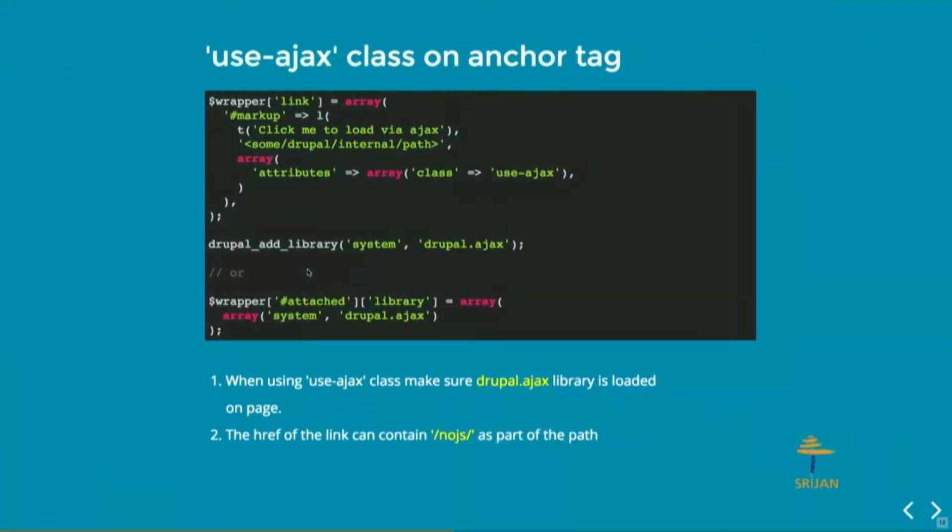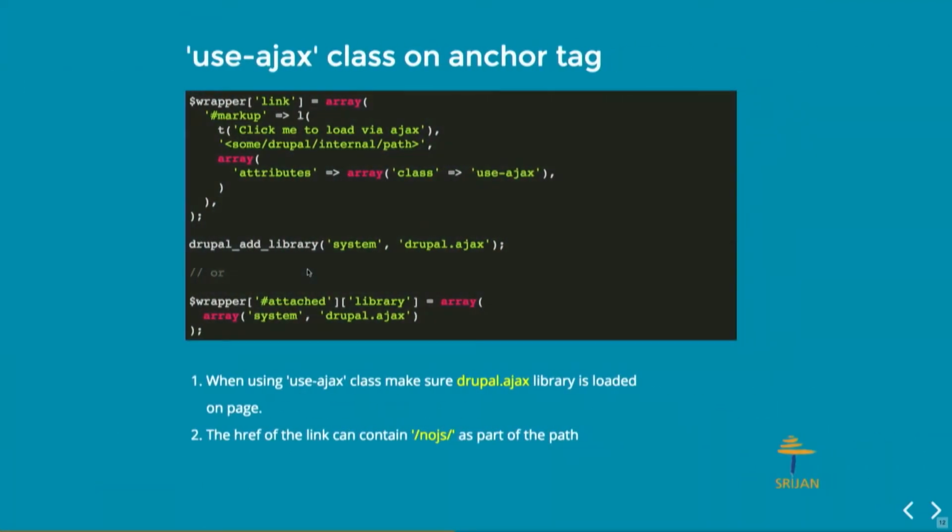Here's an example where I'm using the useAjax class on the anchor tag. I'm simply creating a render item like link, which has a markup like "click me to load via Ajax", and it has some path. The most important thing is that I'm attaching a class called useAjax. When you use this method, you need to make sure that the Drupal Ajax library is loaded on the page. You can load it with drupal_add_library and system Drupal.ajax, or another way is to use the #attached render item, so that when this is rendered on a page, it will attach the Drupal Ajax library on the page.